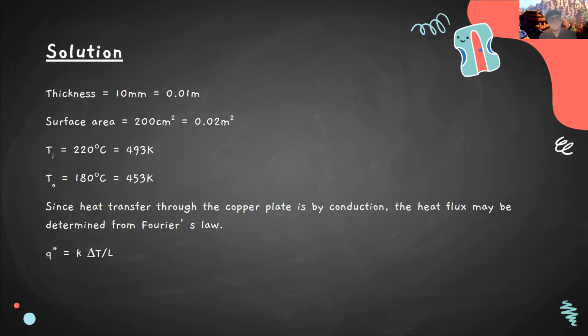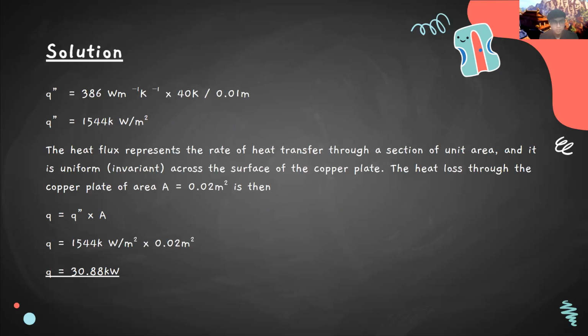Since the heat transfer through the copper plate is by conduction, the heat flux may be determined by Fourier's law, Q double prime equals k delta T over L. After that, we insert the values that we listed before, and we get 1,544 kilowatt per meter squared for the heat flux. But this is not the final answer yet.